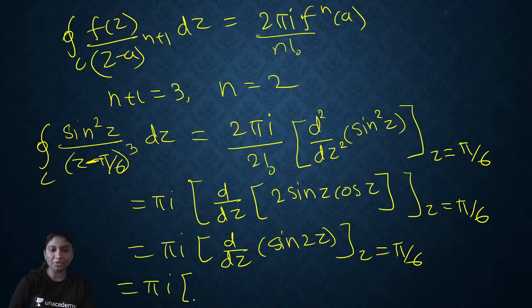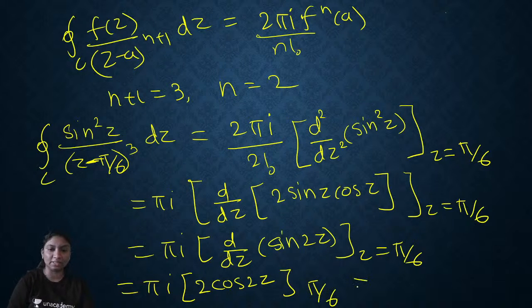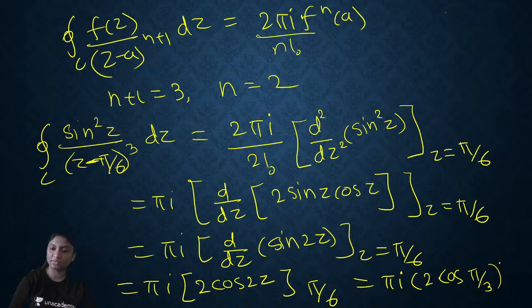So pi i into the bracket d by dz of sin 2z is cos 2z into 2, so 2 cos 2z at z equal to pi by 6. This becomes pi i into 2 into cos pi by 3, and cos pi by 3 is 1 by 2. So the 1 by 2 and the 2 cancel out. So pi i into 2 into 1 by 2, and the final answer is pi i.